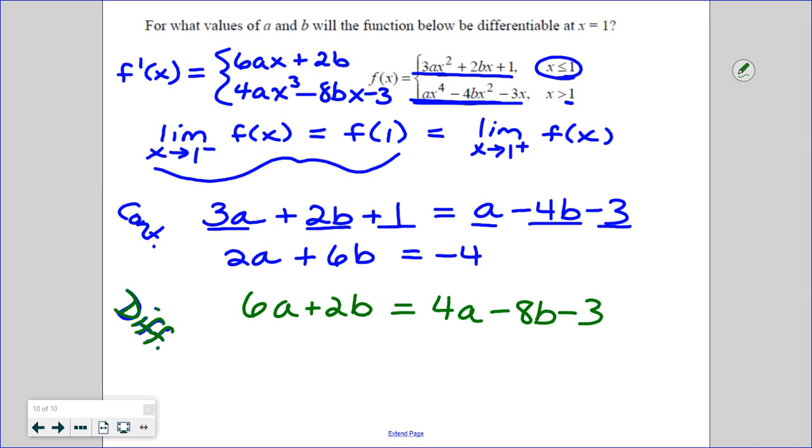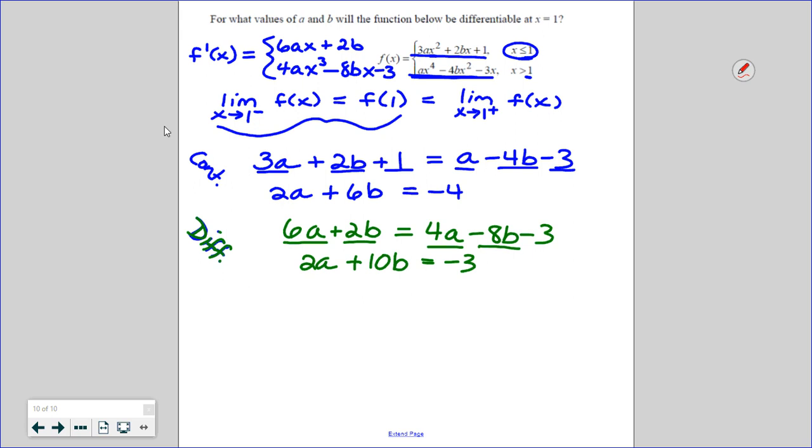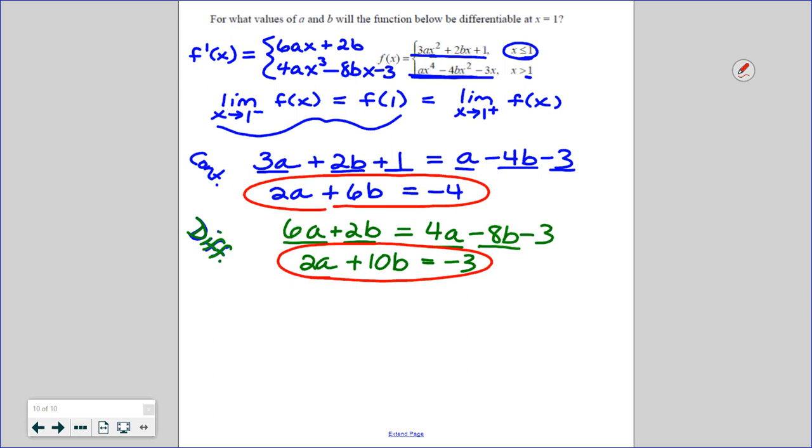Then I'm going to do a similar thing to make this a little more manageable. I'm going to subtract the 4a from the 6a to get 2a, and add the 8b to the 2b to get 10b, equals, and I'm going to leave the negative 3 on the right side. Now why did I do that? Because we now have a system of equations. These are our 2 equations. One is based on continuity and one is based on differentiability. So now I can use my system of equations to solve for a and b.